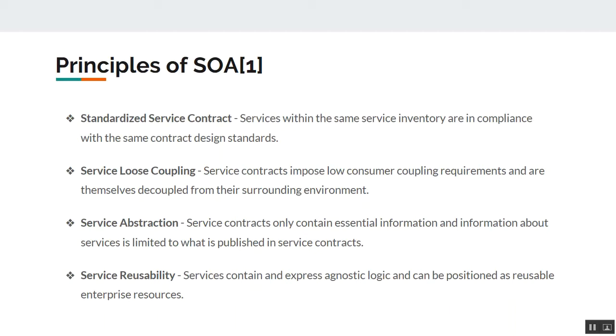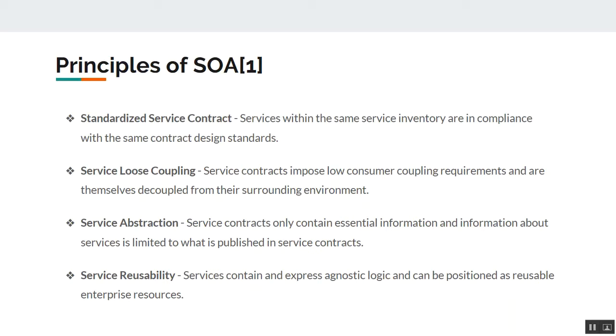Let's talk about the principles of service-oriented architecture. First principle is the standardized service contract, and what it says is that services within the same service inventory should be in compliance with the same contract design standards. It preaches a contract-first approach to service delivery, whereby contracts are custom developed according to certain common design standards that could apply to all services within a given service inventory.